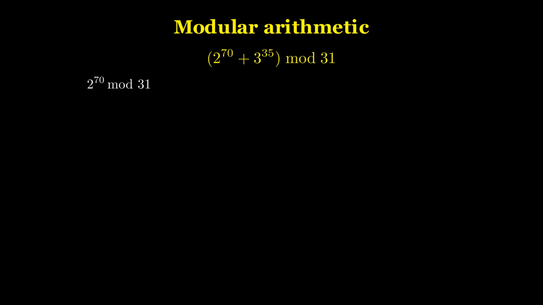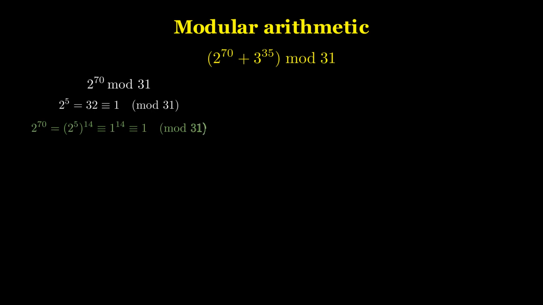First, simplify 2 to the power 70 modulo 31. Notice that 2 to the power 5 equals 32, which is congruent to 1 modulo 31. Indeed, 2 to the 5th is 32, and 32 minus 31 equals 1. So 2 to the 5th is congruent to 1 modulo 31.